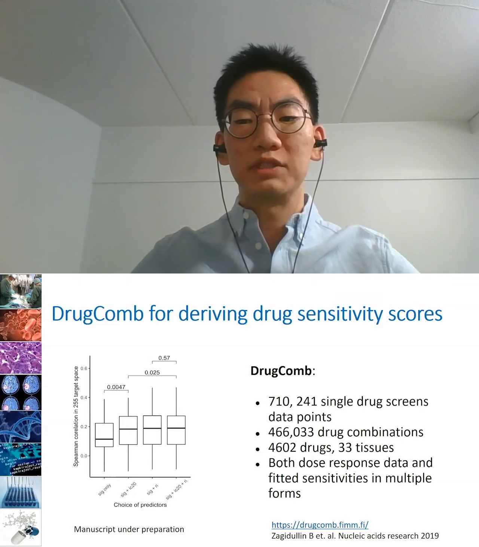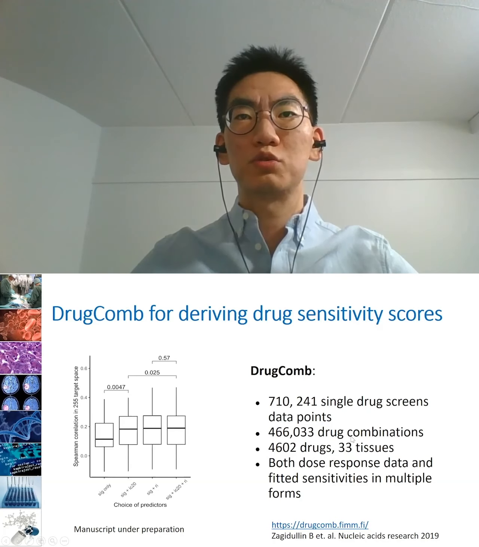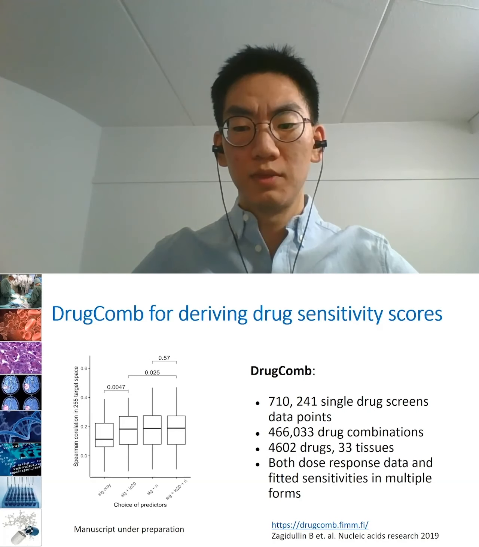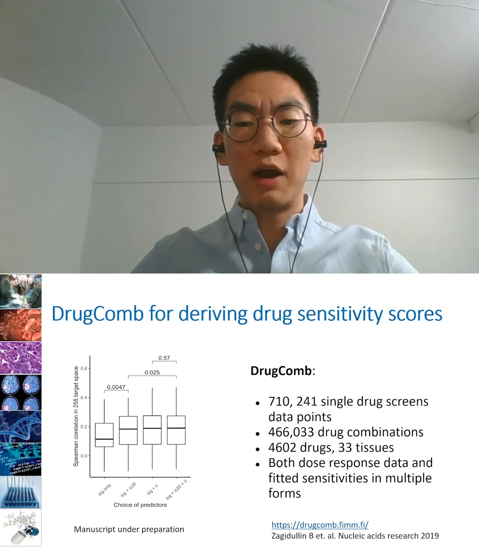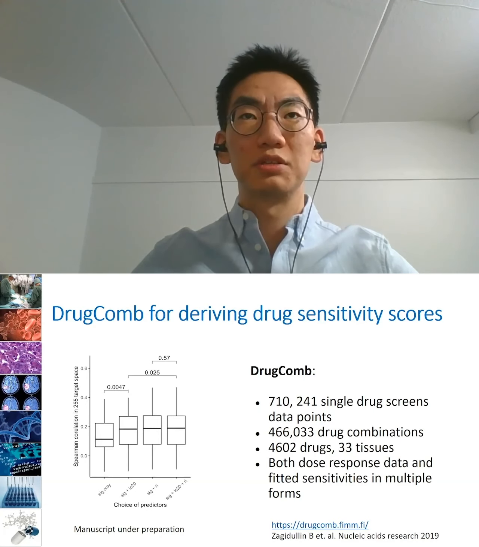So to derive the public available drug sensitivities, we used RECOMB, a one-stop database for both single drugs and combination drug screening. The database provides both response data and the fitted sensitivities by using various types of sensitivity matrix.